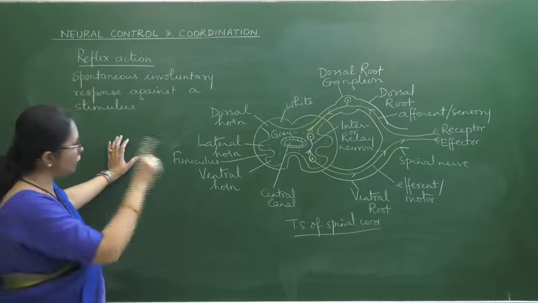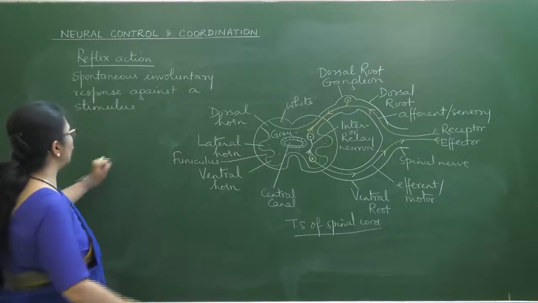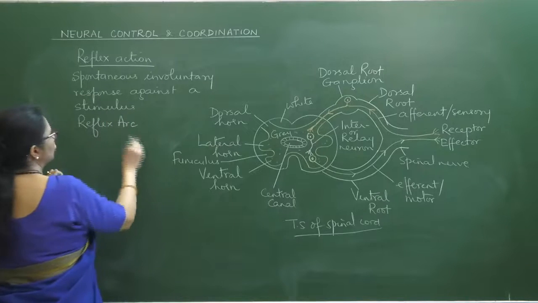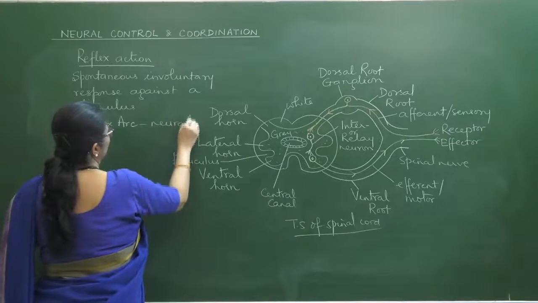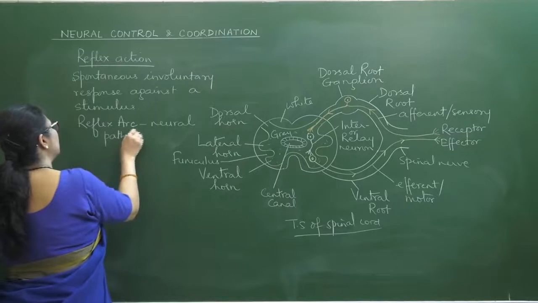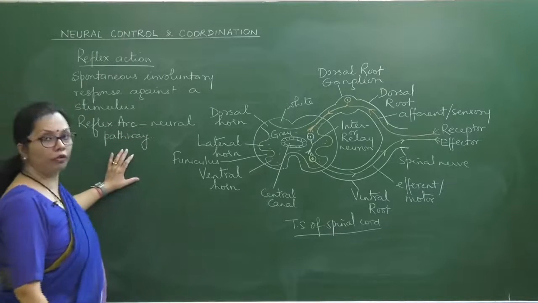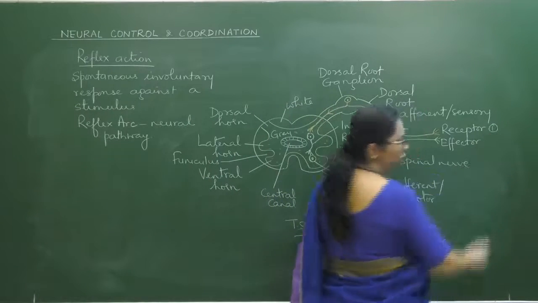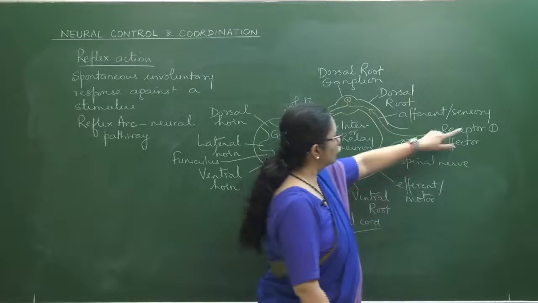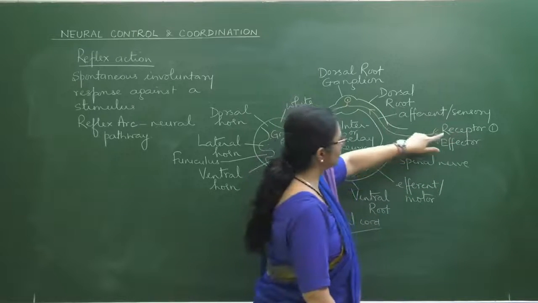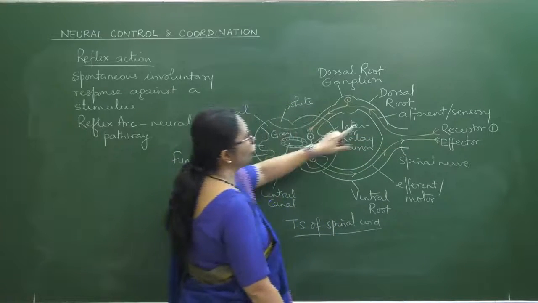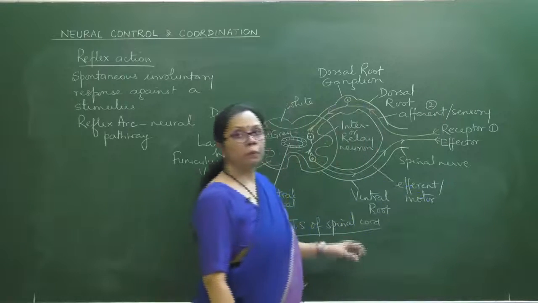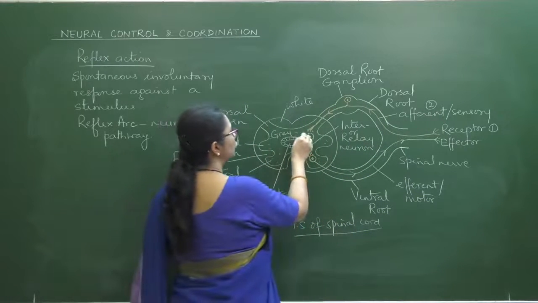Now the entire pathway for reflex action is called the reflex arc. This is the neural pathway of reflex action, and in this neural pathway you will find there are 5 components. Starting from here, it's already drawn here. First one would be the receptor. The receptor receives the stimulus, and the impulse goes via the afferent nerve. So the afferent nerve would be our second component. Then it comes into the CNS.